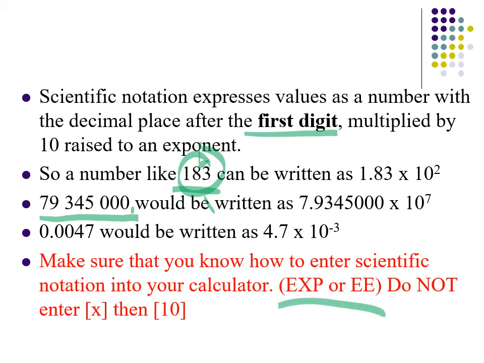Make sure you know how to do this on your calculator. You're not writing in times 10. You are probably finding in there an EXP button or an EE button, or sometimes it is its own button that says times 10 on it, but you're not pressing multiply by 10. Make sure you can figure it out for your particular calculator.